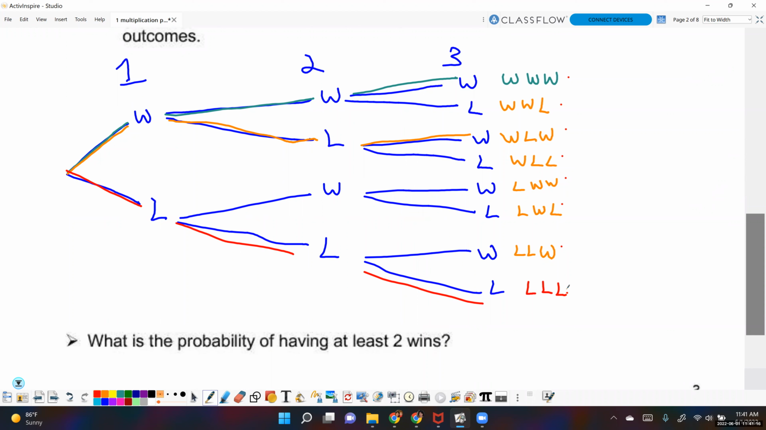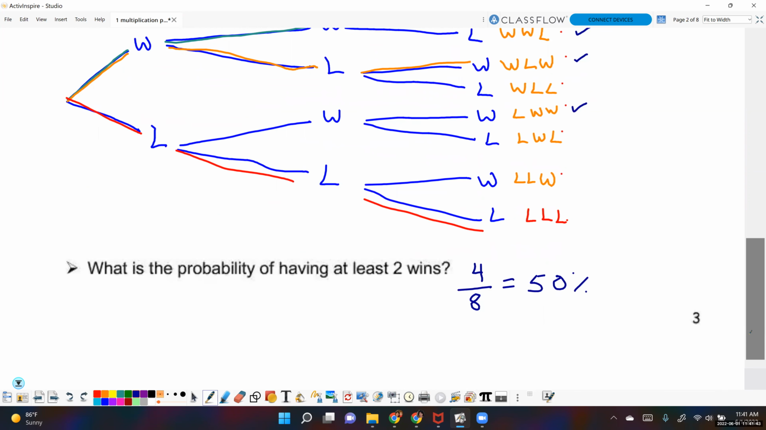So the bottom question says, what is the probability of having at least 2 wins? So I'm going to look, and here this is at least 2, at least 2, at least 2, no, at least 2. Nope, it's just those 4. The other ones are either 1 win or all losses. So the answer is 4 out of 8, or you could say it's just 50%, at least 2 wins.